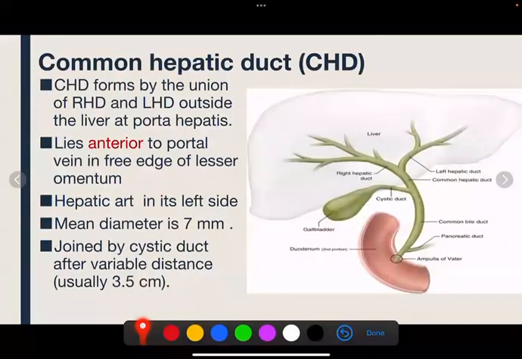The common hepatic duct is formed by the union of the right and left hepatic ducts outside the liver parenchyma at the porta hepatis, usually lying anterior to the portal vein in the free edge of the lesser omentum in the hepatoduodenal ligament, and the hepatic artery is usually on its left side. The mean diameter is about 7 millimeters, and it is joined by the cystic duct after a variable distance, about 3.5 cm.